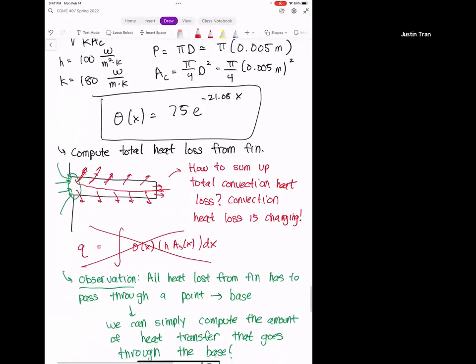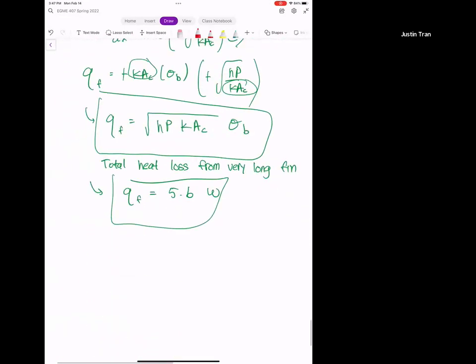And so when the heat first comes into the base, it can either be lost to convection right away, right? Or it can just continue traveling down the length of the fin. So that'd be Q conduction. That's why along the fin there's different temperatures. Exactly. Got it. Okay, that makes sense. Thank you. Yep.